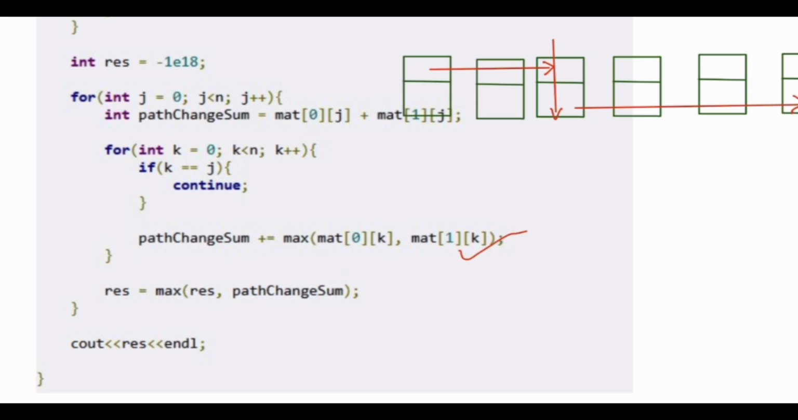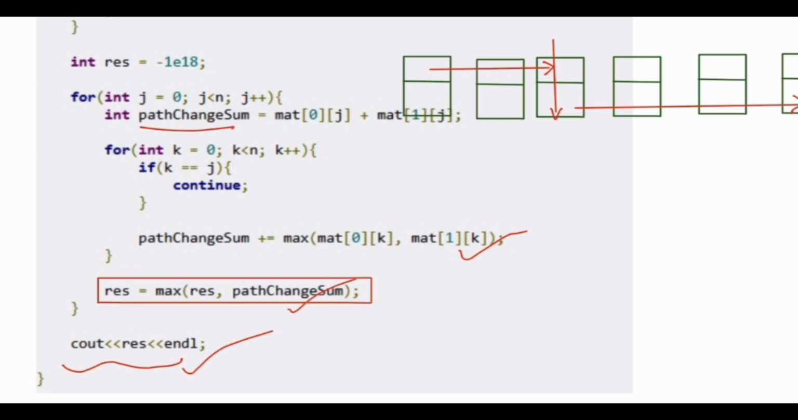And finally, we keep on updating our result as the maximum of result, comma, the path change sum, and finally, we output our result.